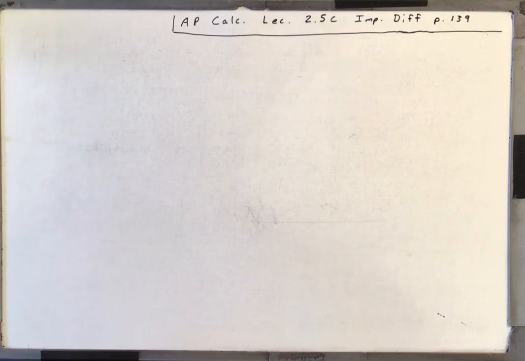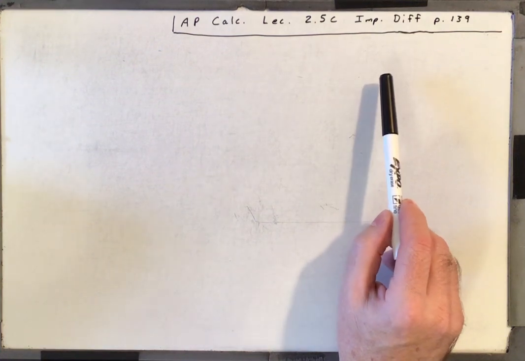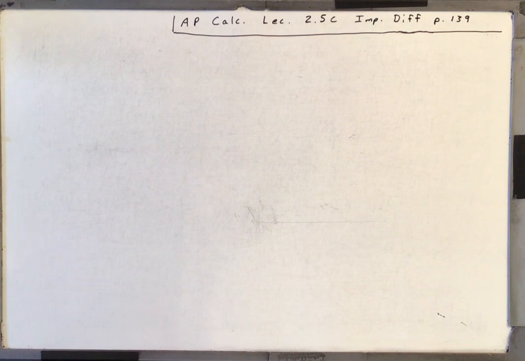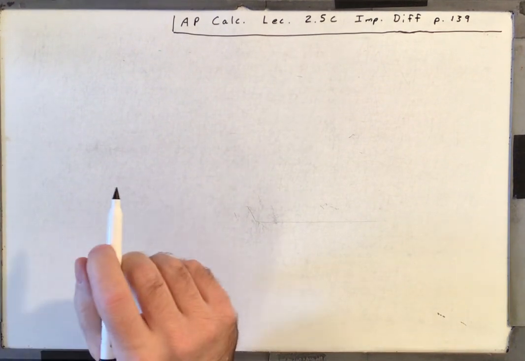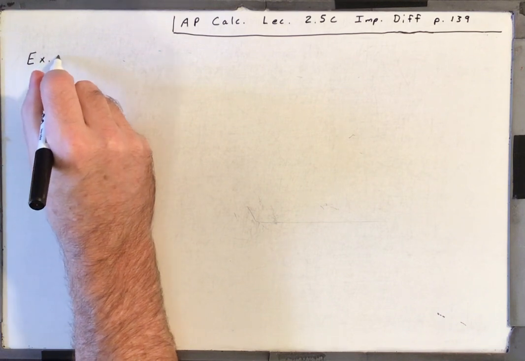This is the third and final lecture before the quiz over implicit differentiation. Just going to work you two more problems from page 139. And the first one we're going to work is number 26.